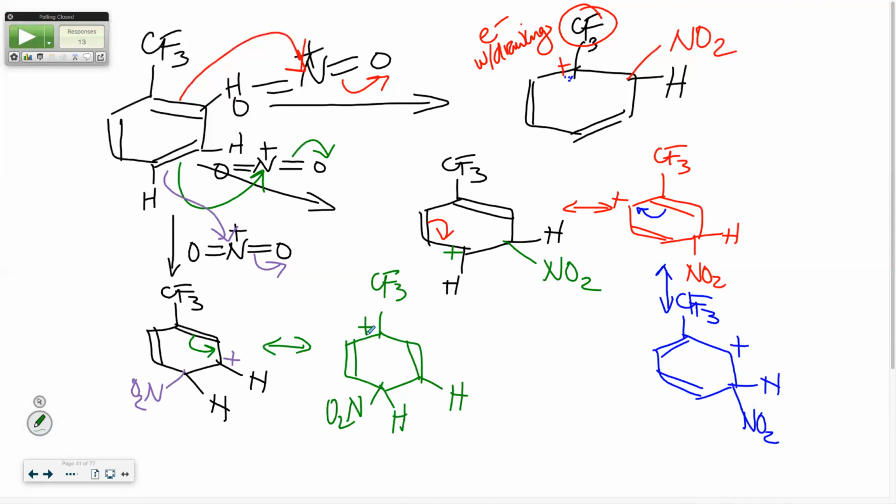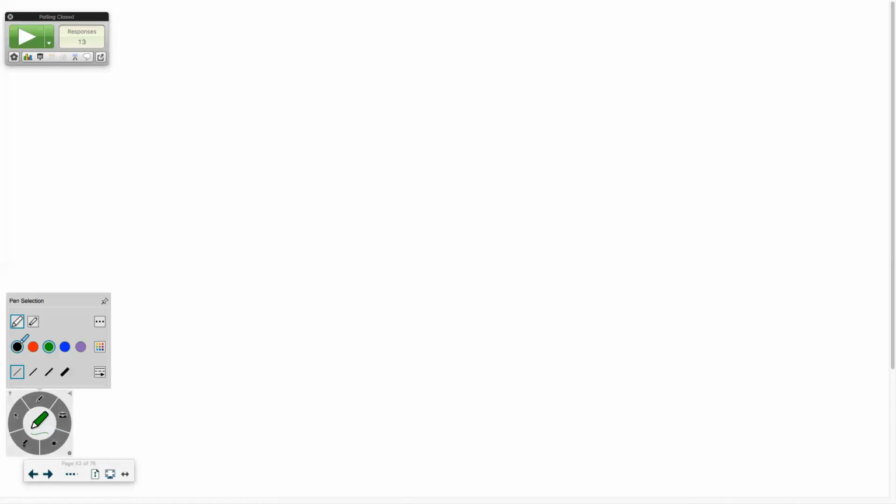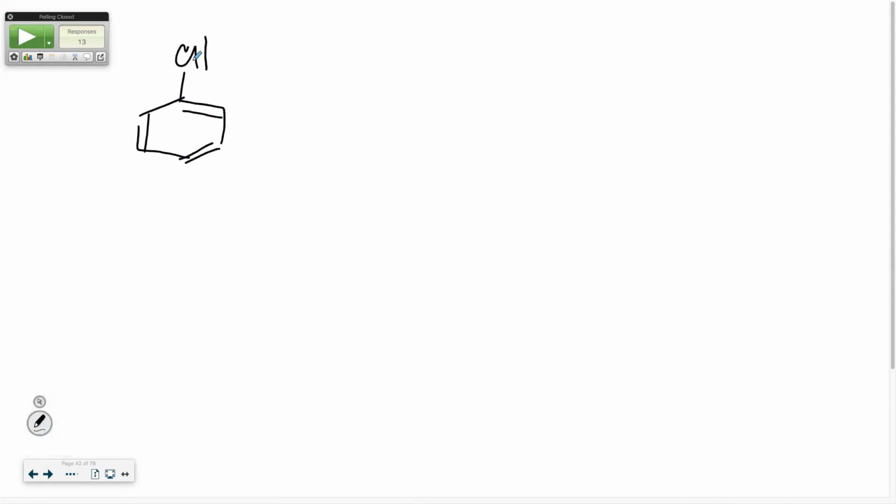Okay, so the best of the worst. The best of these resonance forms are going to be the meta attack, where the group goes meta, because the plus does not end up on the carbon with the CF3. Now, if you look at toluene, where we have a CH3, and we don't have any of those electronegative halogens on there, heaven forbid, right? Okay, look what happens when we add our nitro group.